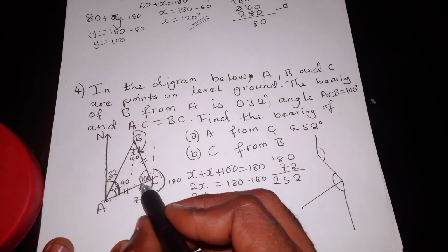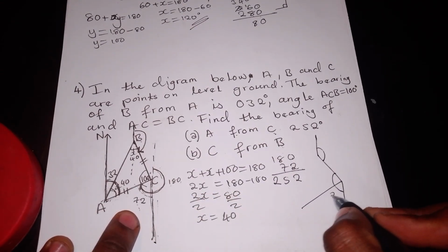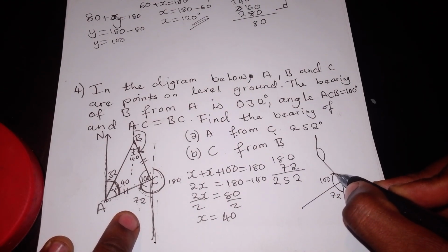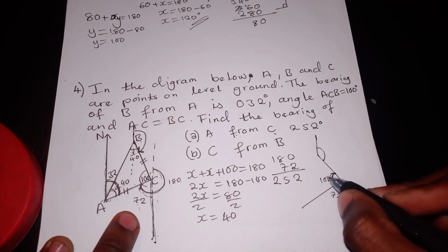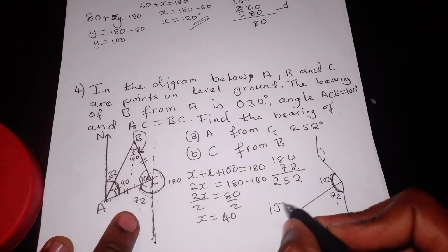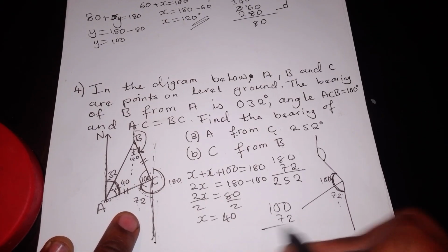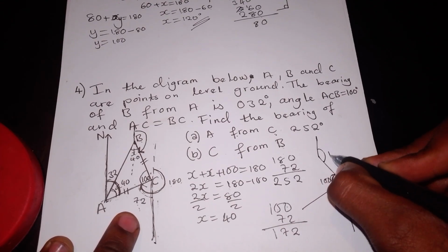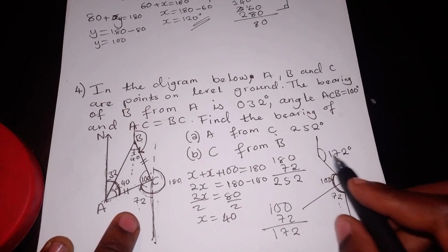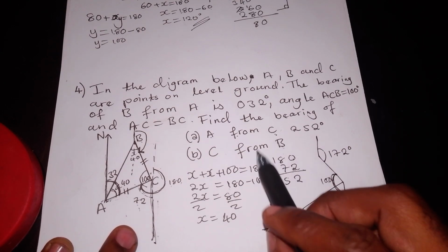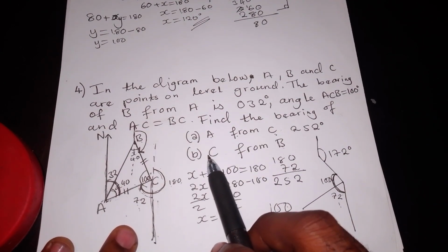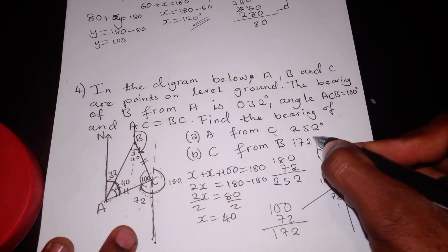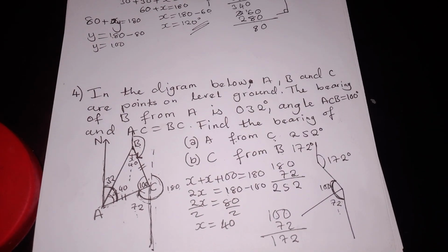And on this part here, we have a 72 degrees here and 100 degrees there. So to find this angle here, I can just add these two. So I can say 100 plus 72. So this will be 2, this will be 7, this will be 1. So that means my angle here is 172 degrees, which is my answer to part B. So the bearing of C from B is 172 degrees.